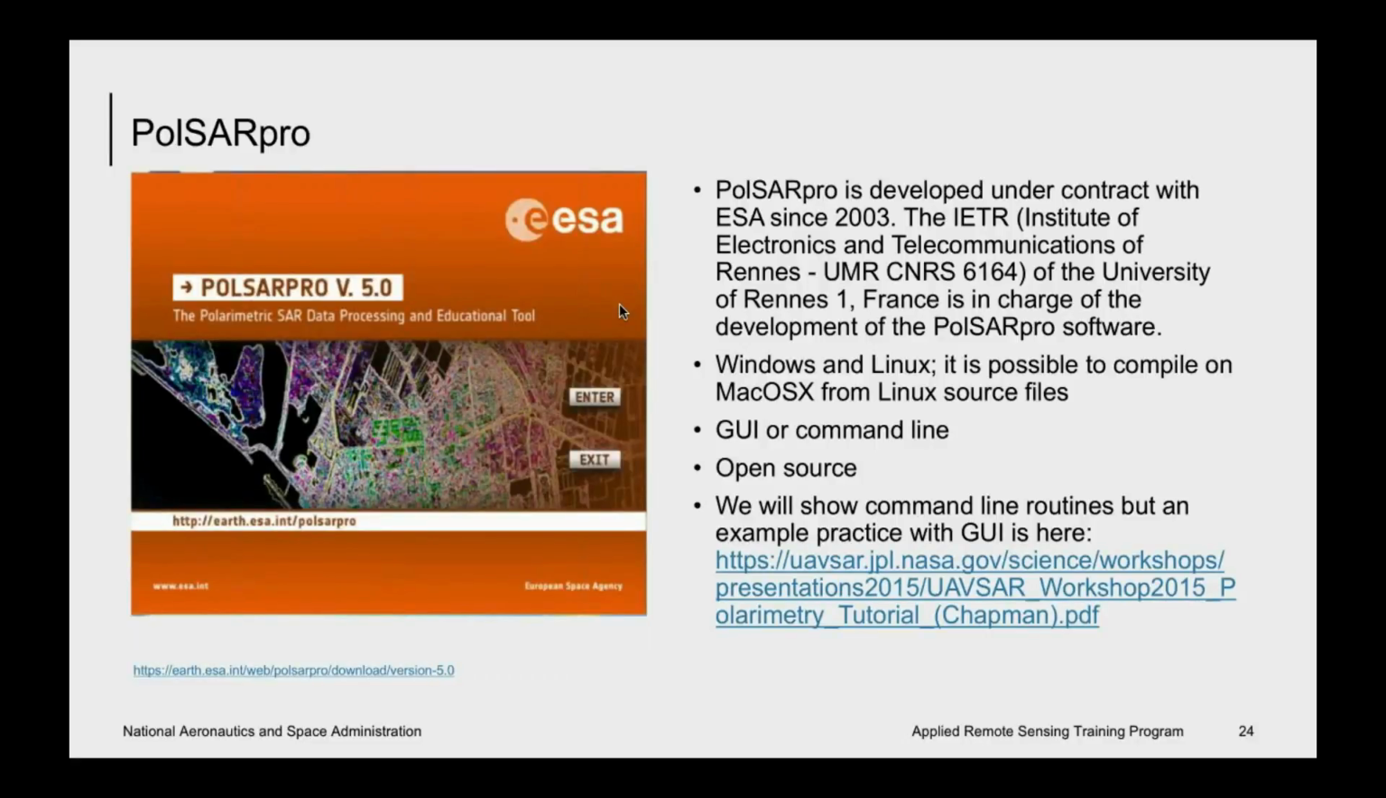The software used to do a polarimetric decomposition of UAVSAR data is called PolSARpro. PolSARpro was developed by the Institute of Electronics and Telecommunications of Rennes, and they are now in charge of supporting this package. It's available for Windows and Linux, and you can also compile it on the Macintosh using the Linux source files. That's what I do. You can use a graphic user interface or a command line interface, and today I'm going to use the command line interface because I work on a Macintosh.